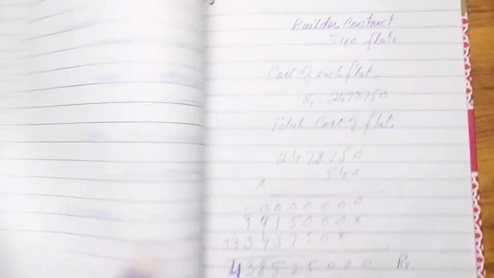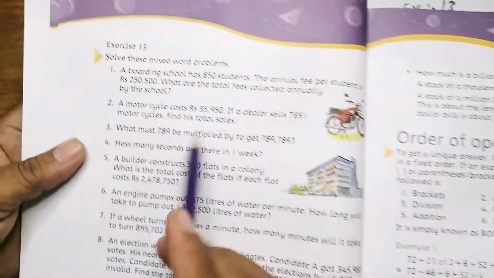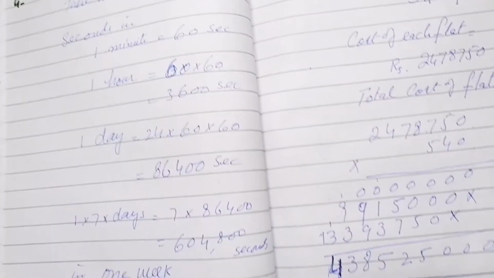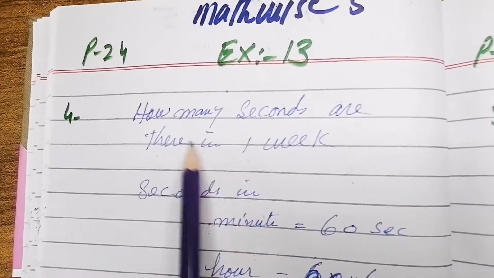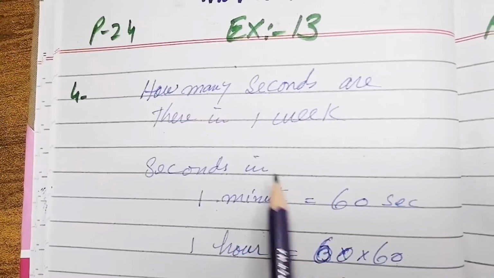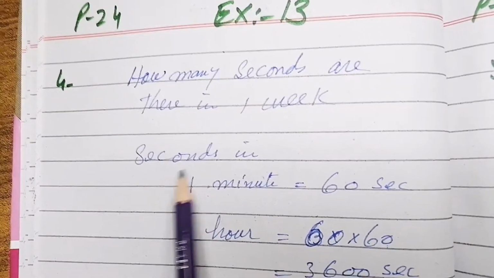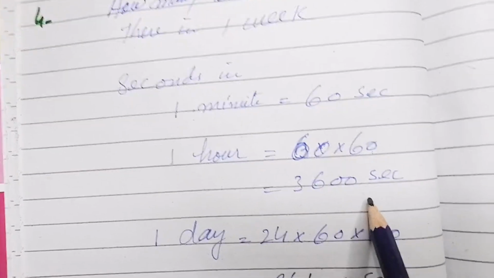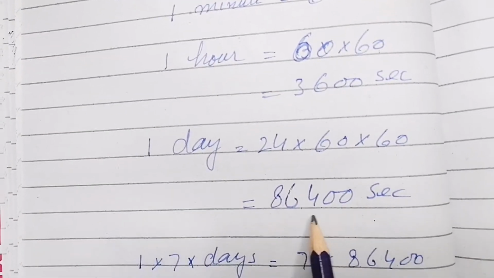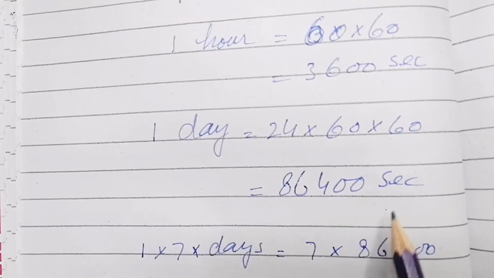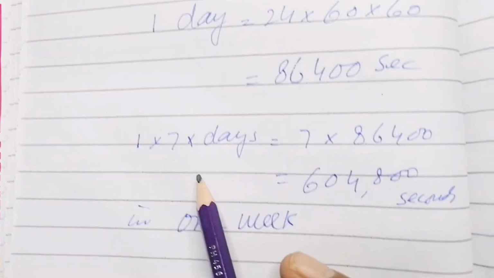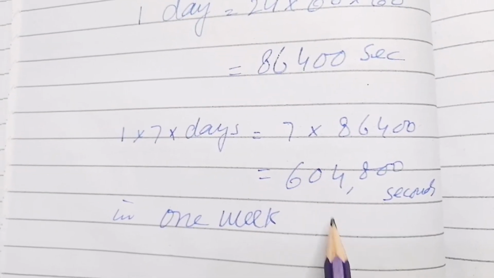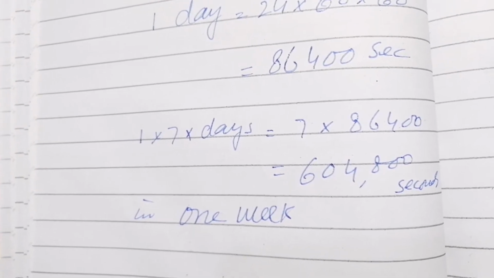Then question number 4 is how many seconds are there in 1 week, right? So this is a very important question. Here we have to find out how many seconds there are in 1 week. First of all we find seconds in 1 minute, 60 seconds, 1 hour, 3600 seconds, 1 day, 86,400 seconds. So now we see seconds in 7 days. Simply multiply 86,400 with 7 and you will get seconds in a week.